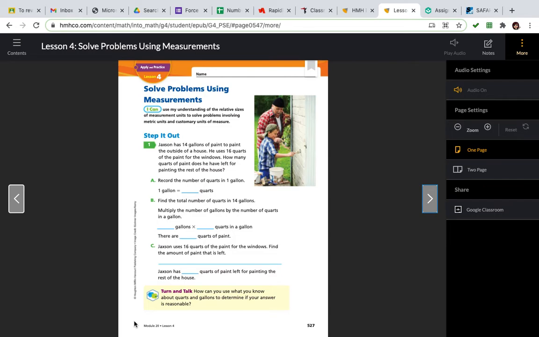Today we're doing Module 20, Lesson 4, Solve Problems, Use Measurement. So today we are going to be doing some customary units of measurement. Fourth grade, we don't typically teach customary units of measurement. That's something you learned in third grade. But I know we missed some of those pieces, so we are going to review what the gallon and quart and cups and all that stuff are today.